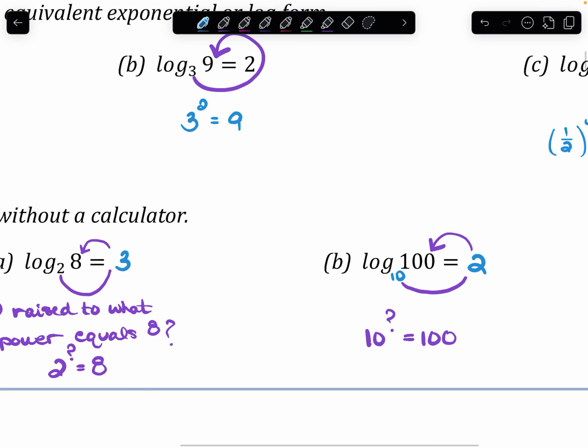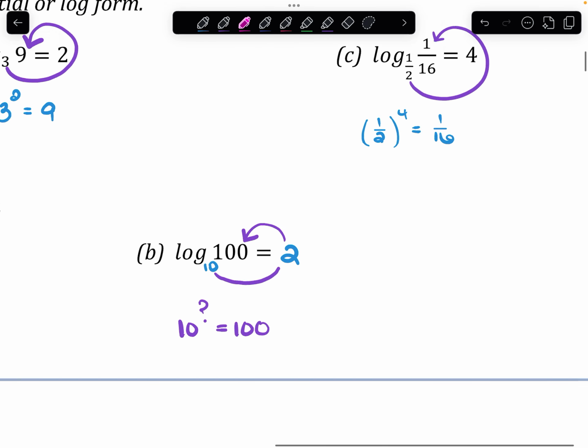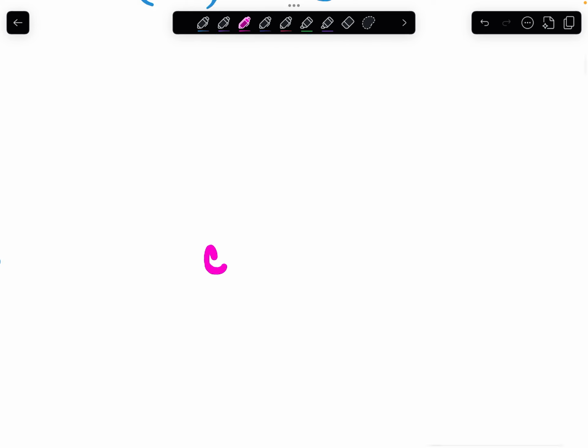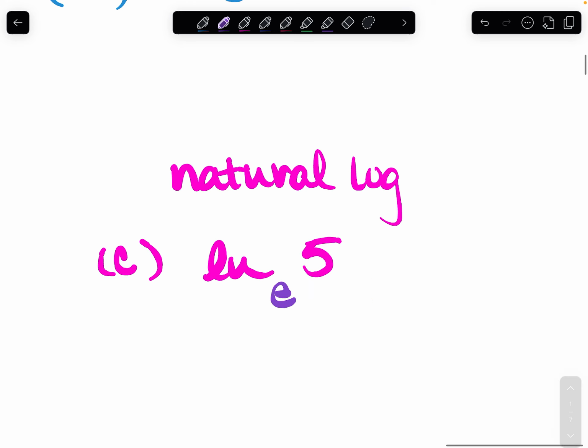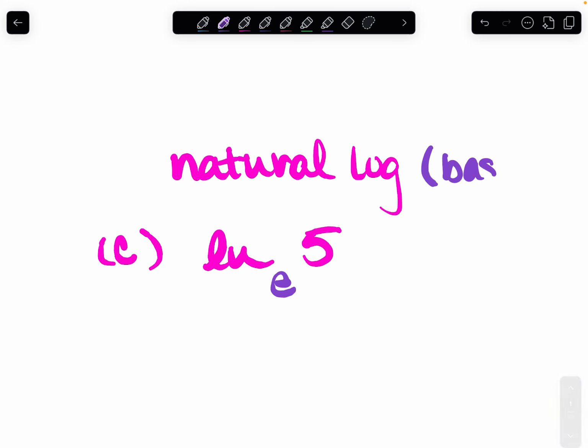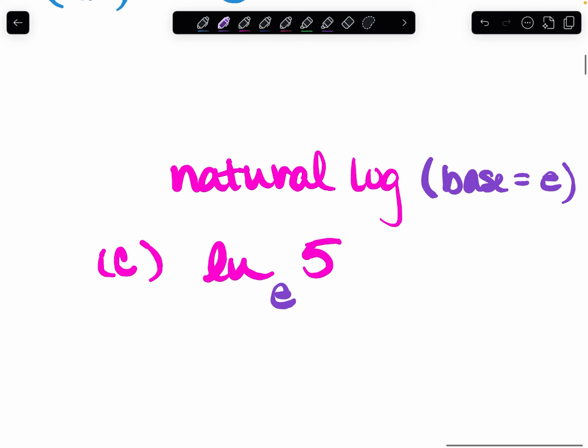All right, I had said there were two logs that don't have a base written in, so we'll call it bonus example C. Actually, we can't really call it example C because this one has to be done with a calculator. Your other log that doesn't have a base written in is called a natural log, and your natural log is base e. Anytime you see an ln, the base is always e. So we'll put base equals e. Natural log, ln, always base e.